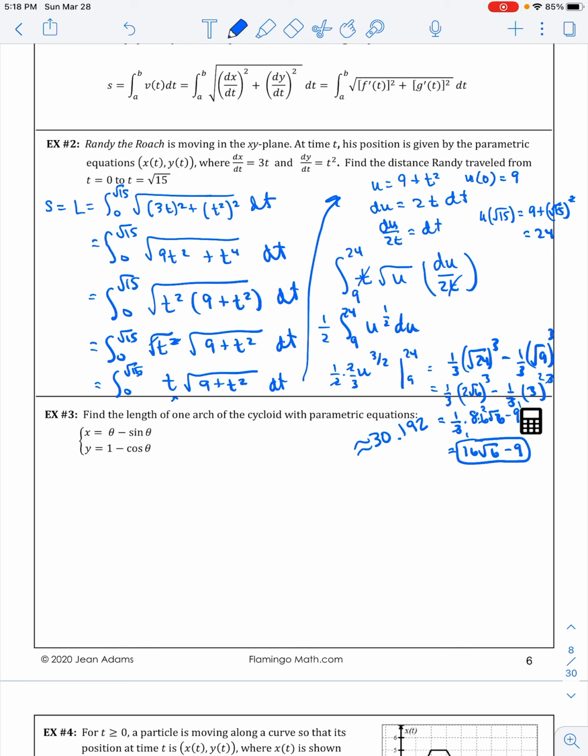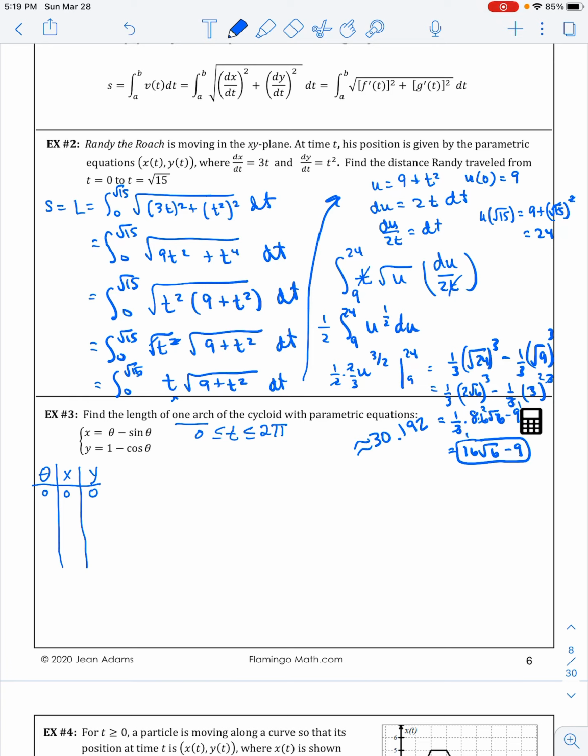All right, example number 3. Find the length of one arch of the cycloid with parametric equations x equals theta minus sine theta, y equals 1 minus cosine theta. I did end up making a chart here for each one of my thetas because it said along one arch. Well, if you put this in your calculator in parametric form, you're going to see that one arch ends up being from 0 to 2 pi. Okay, because it's going to complete a cycle. And I can show you that if you need me to. I'll just have to bring up that calculator.